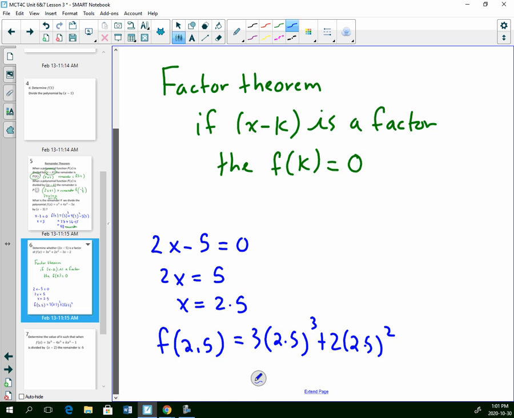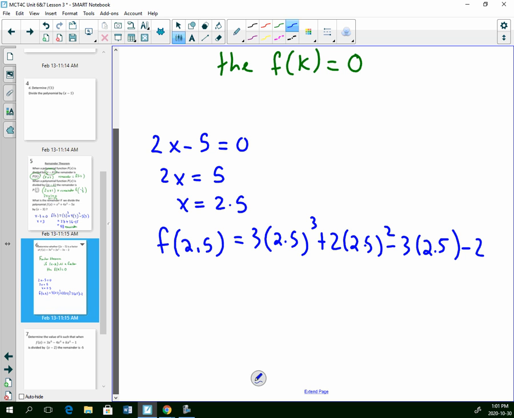What else? Minus 3x minus 2. So I'm going to plug this in, and if I get 0, I know that 2x minus 5 is a factor. If I don't get 0, I know it's not a factor. Okay, so let's see what we get.